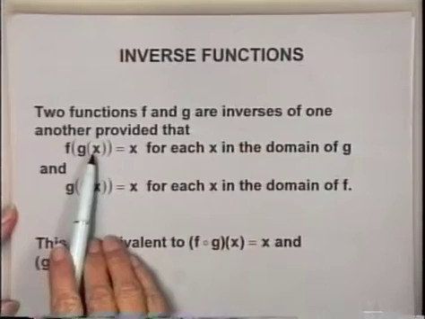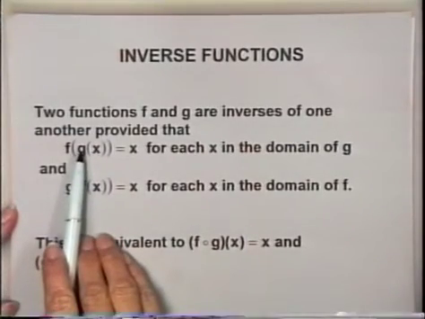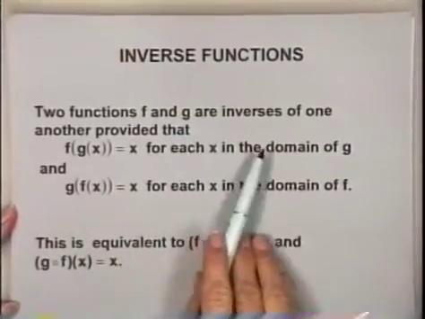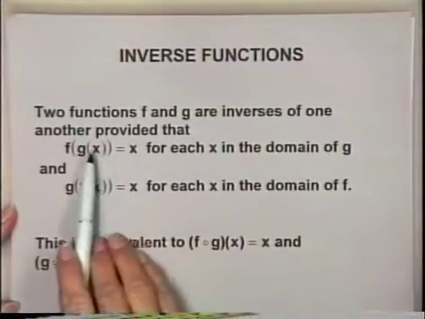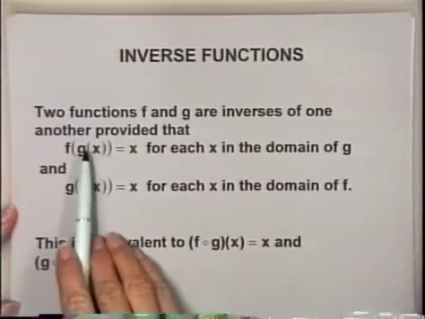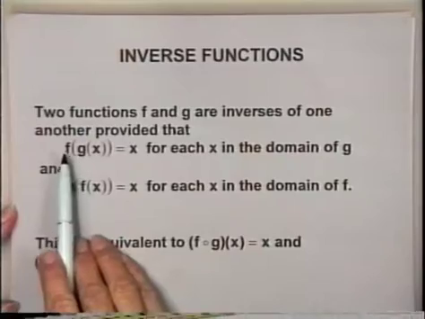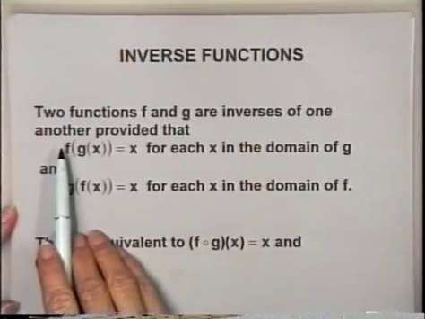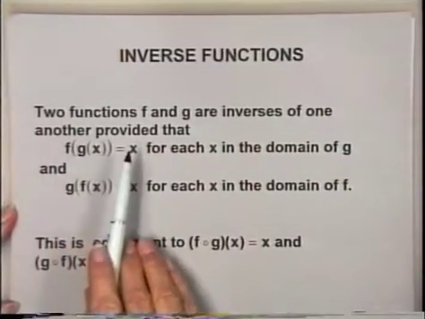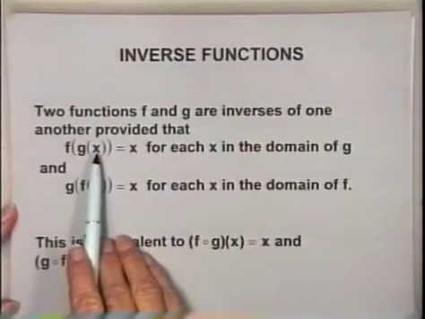Now, if you recall composition of functions, notice what's happening in this notation, f of g of x. We're picking an x value and putting it into function g first. So x must be in the domain of g. G of x is the result that we get when we put x into function g. We're taking that result and putting it into function f. And notice when we do that, we get x. x is the same thing that we started with.